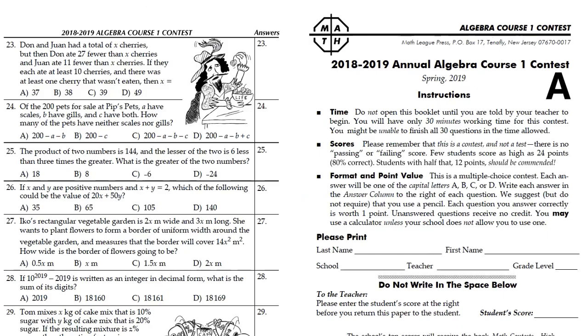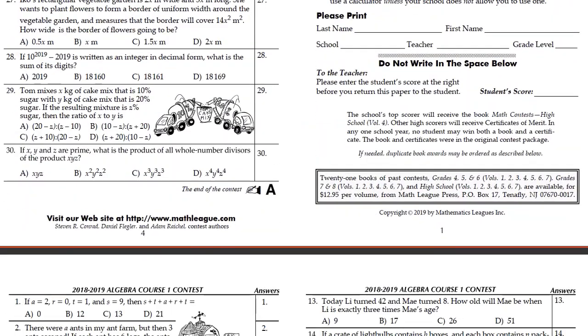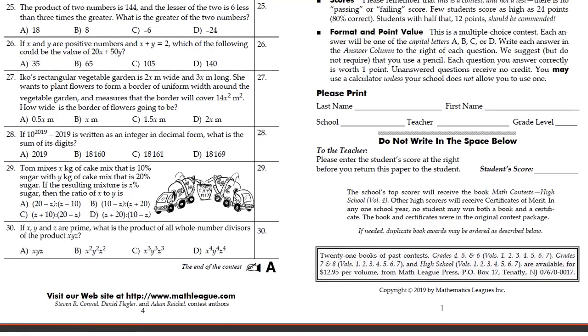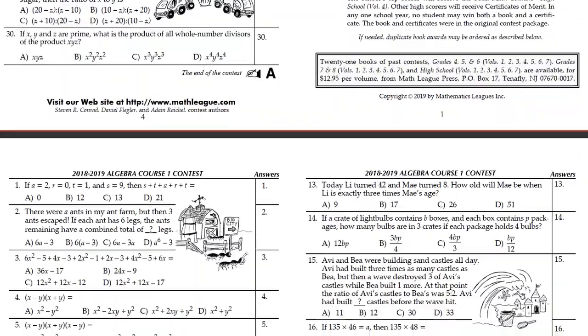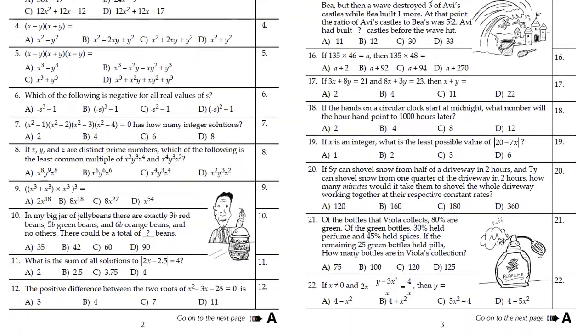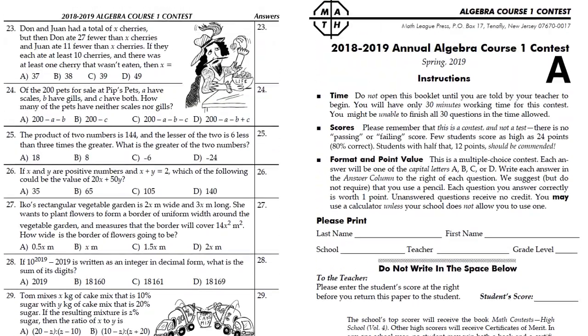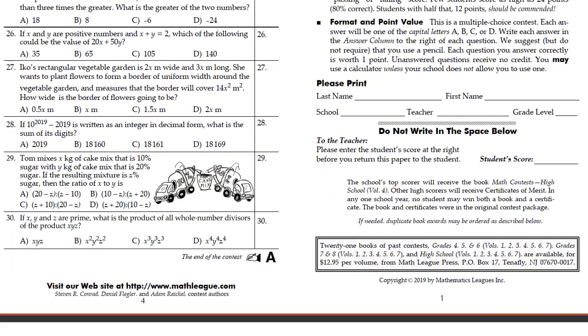Okay, algebra course 1 contest. Let's try the last problem, problem 30. Here we have 1 to 20, let me see, to 22, 23 to 30. Okay. It says if x, y, and z are prime, what is the product of all whole number divisors of the product xyz?